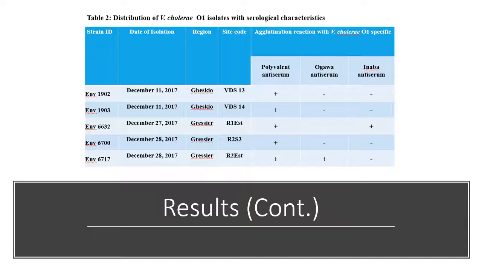All right, and here's the main table where all of the work paid off. Right here, we were showing that when you look at the polyvalent antiserum, we were able to detect that, hey, we found an O1 strain here.